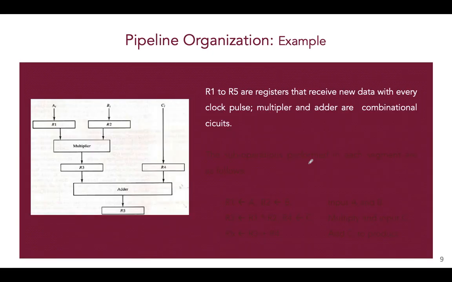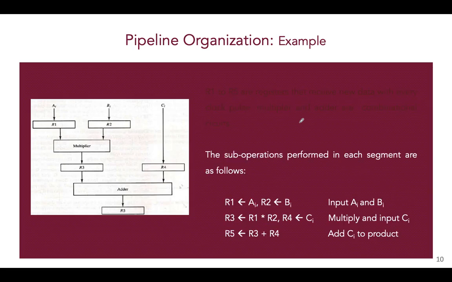All right. Let's go into a bit more detail now how it actually works. See, R1 to R5 are the registers that receive the new data with every clock pulse. Again, remember, since we're talking about registers, their entire operation, the moving in of the data, the moving out of the data, is controlled by clock pulses. All right. Multiplier and adder are the combinational circuits. We have already gone through this. The sub-operations are important now.